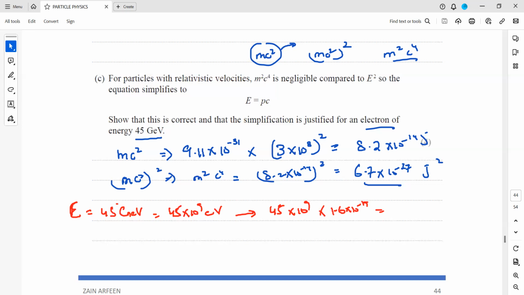Because we want to show that this value is negligible compared to E square. So if we want E square, we simply have to square this number: 45 into 10 power 9 multiplied by 1.6 into 10 power minus 19, and then square this number. When you square this number, it will be 5.2 into 10 power minus 17 joules. When you compare these two, you take the simplest ratio.